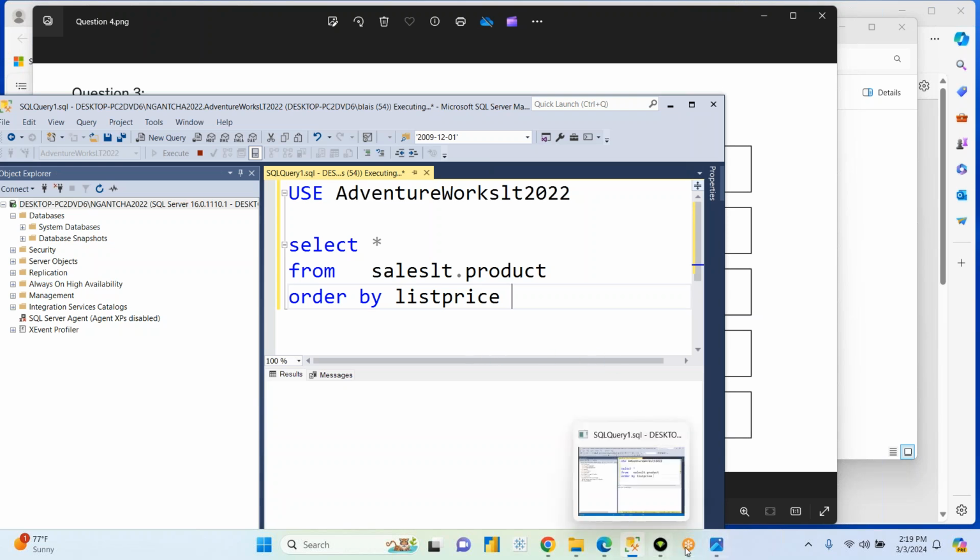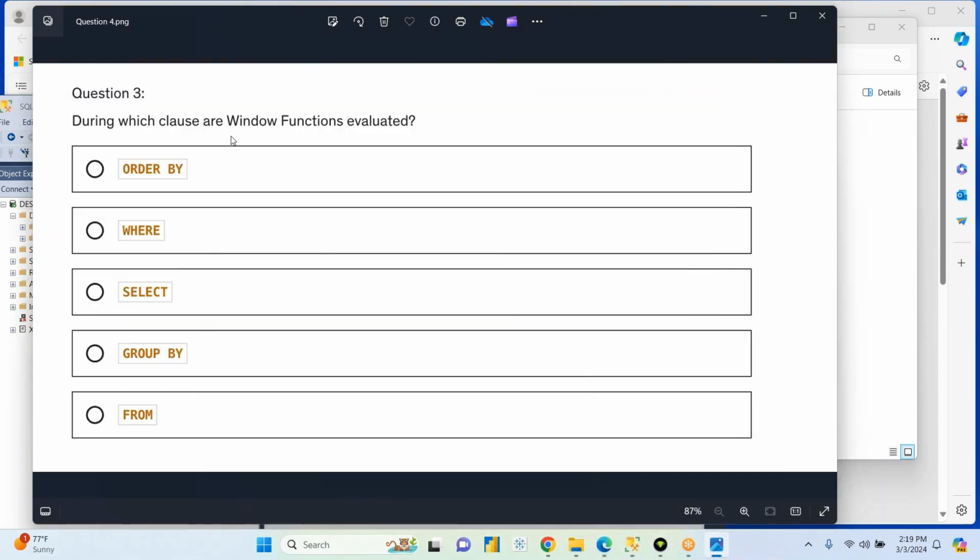I'm going to need somebody to answer this. You can go to the examples we did on window functions and check where those window functions were specified. Is it at the order by, the where, the select, group by, or the from? Wasn't it in the select clause? Definitely on the select. Yeah.